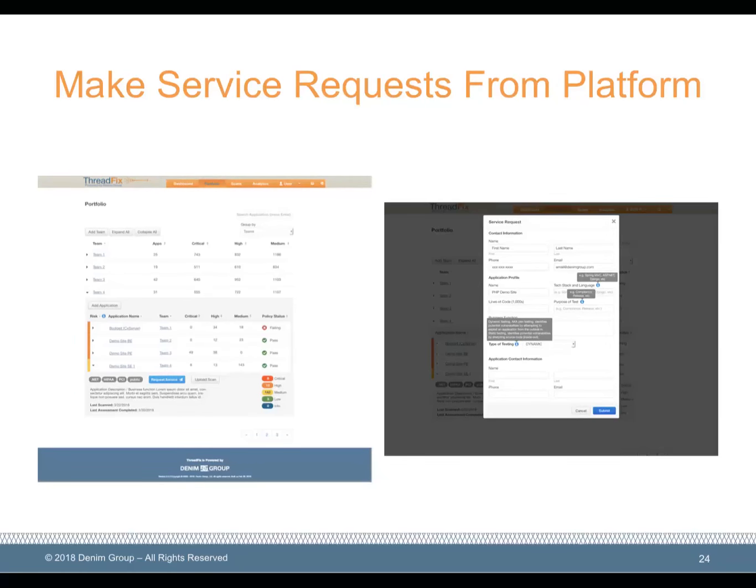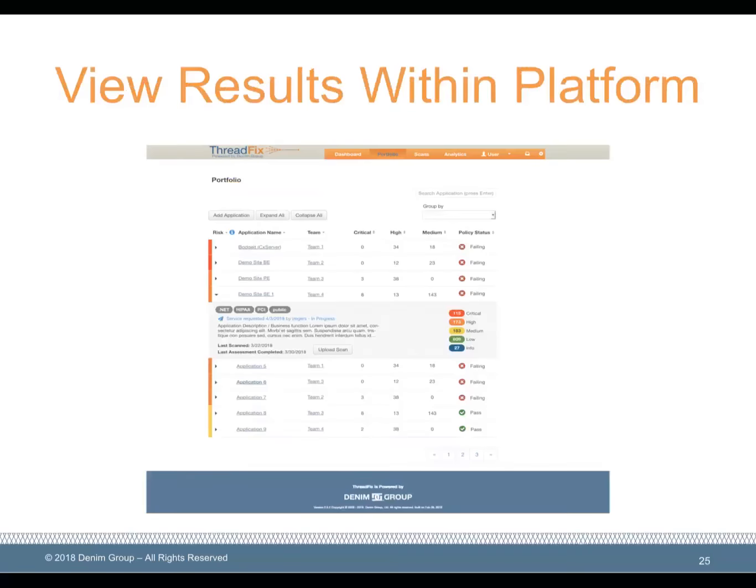Those service requests flow to our queue, get handed off to Denim Group code reviewers, application assessors, and application pen testers. And then those results flow directly back into the ThreadFix platform to live alongside all of the scanning that you're doing internally. So the backdrop of scanning, other third-party testing, and the work that your internal teams are doing lives alongside the results of the things that you outsource to Denim Group. Again, this provides you with a centralized view into the security of your program as a whole, and lets you make those determinations about how you want to allocate the scarce resources that you have available.